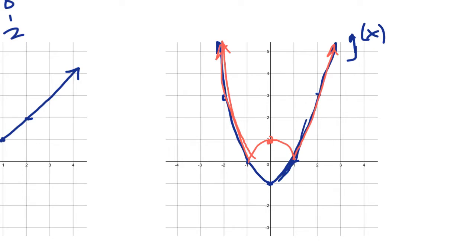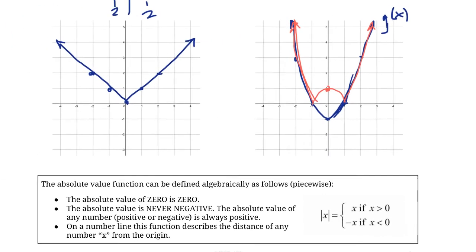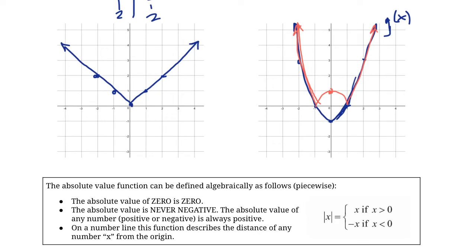axis. So some of the properties of absolute value functions: the absolute value of 0 is 0. The absolute value is never negative, right? So whatever comes out of the absolute value function is always positive. And another way to think about it is it's the distance any number x is away from the origin.